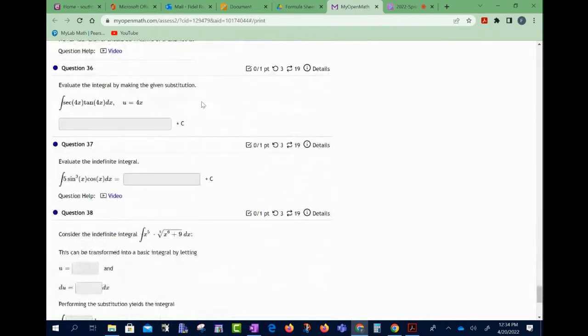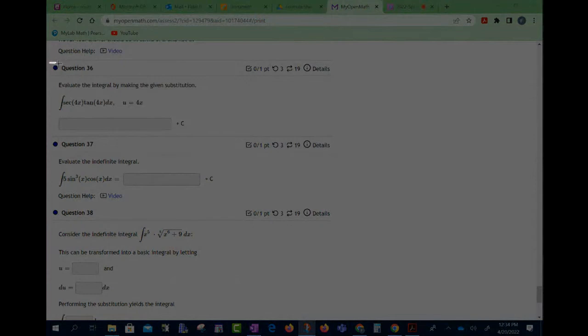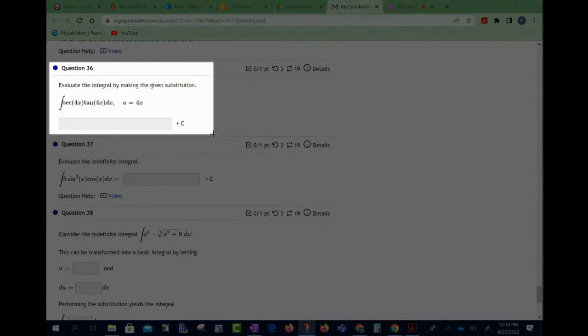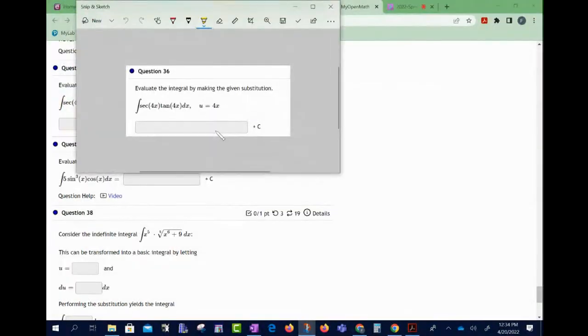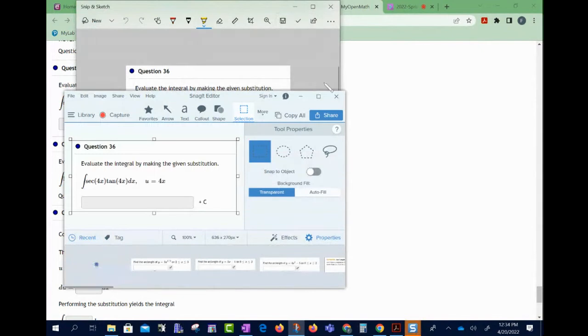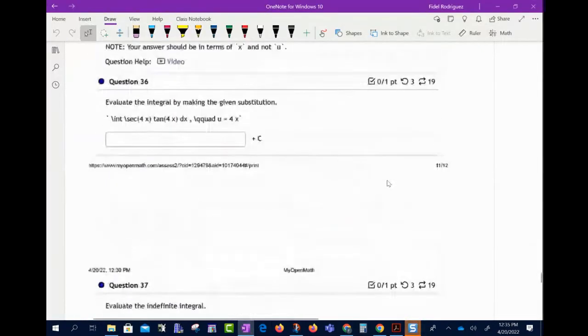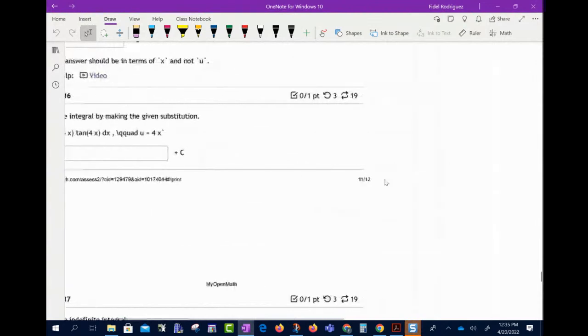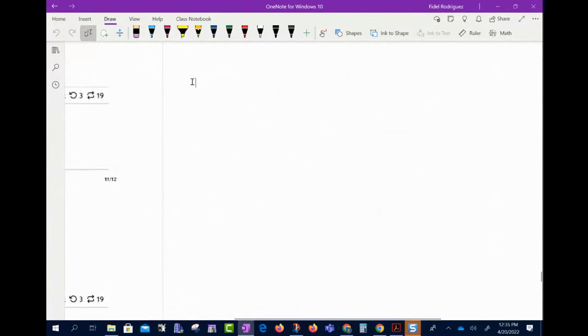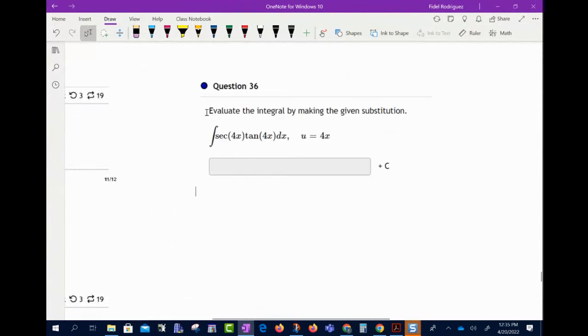Let me ask you a question. Should we try number 36? Because that one has both trig functions, right? Okay, so look, this is what we're going to do. Let's try number 36. Let me copy and paste it. Okay, I have this copied right here. Here's 36. I don't know why it came out that way, but it's okay. We'll just drop it right here.